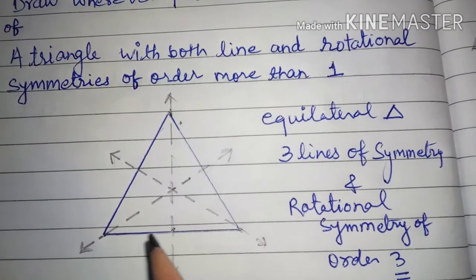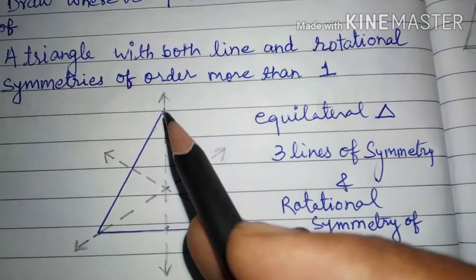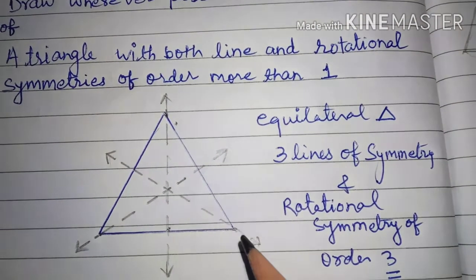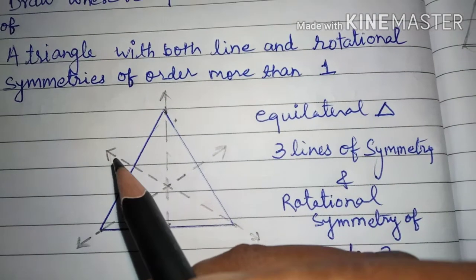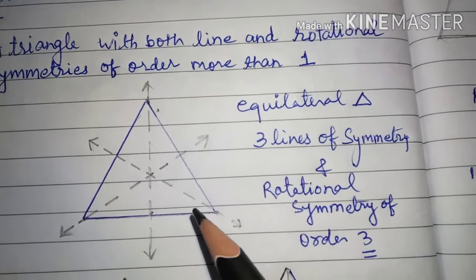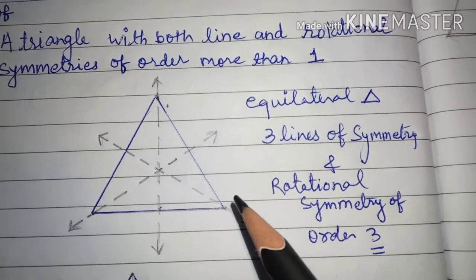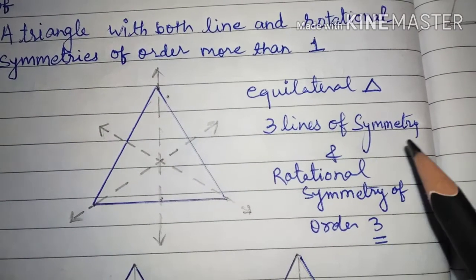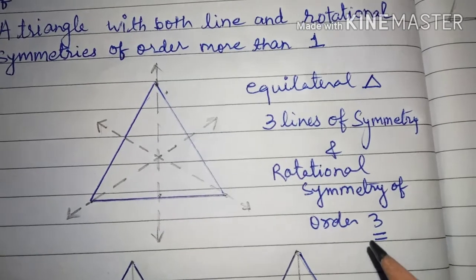This is the equilateral triangle. This is the first line of symmetry, this is the second line of symmetry, and this one is the third line of symmetry. And it has rotational symmetry of order 3 also. So the equilateral triangle has 3 lines of symmetry and rotational symmetry of order 3.